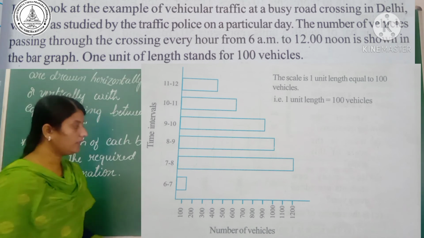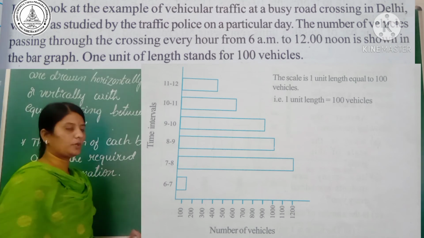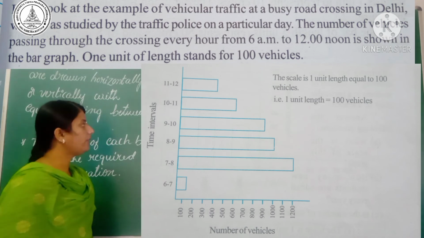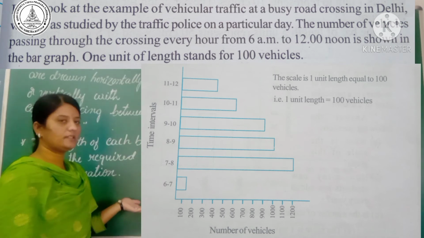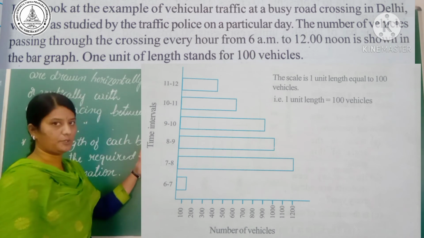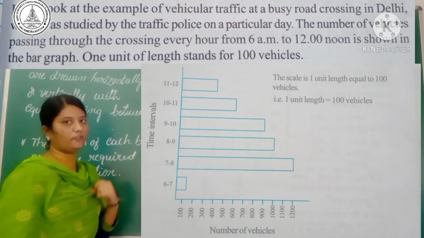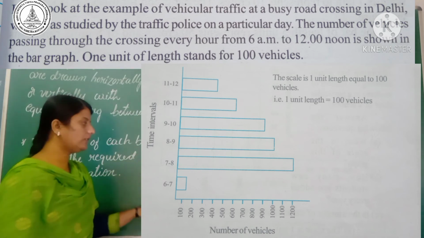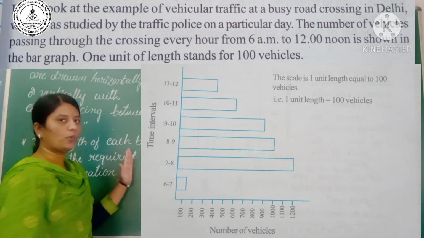Okay, so you may see here they are given the data of traffic on a particular day. In the x-axis we can see the number of vehicles, and in the y-axis we can see the time interval, right? Here 1 unit is equal to 100 vehicles, so 1 unit length is equal to 100 vehicles, which we have taken in the x-axis, and we have taken the time interval in the y-axis.